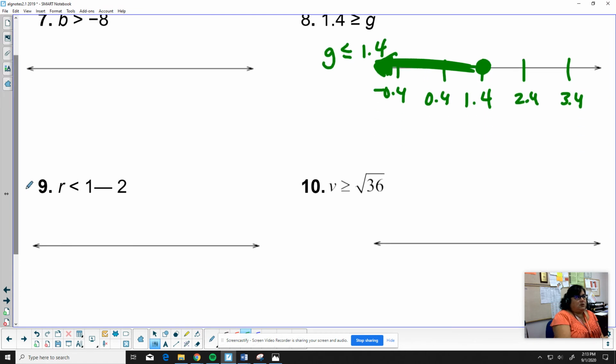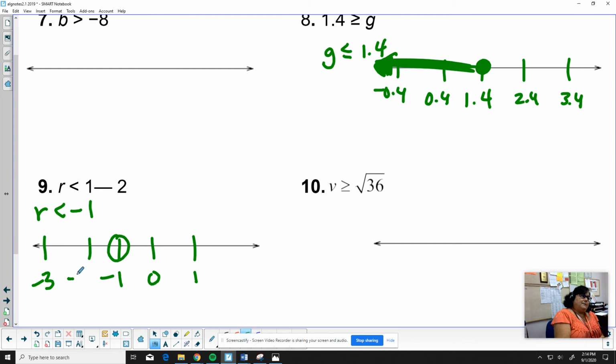Okay, here we're going to start solving a little. Well, 1 minus 2. 1 minus 2 is negative 1. So we just had to do a little math there. So that would be open on negative 1 and shaded to the left.